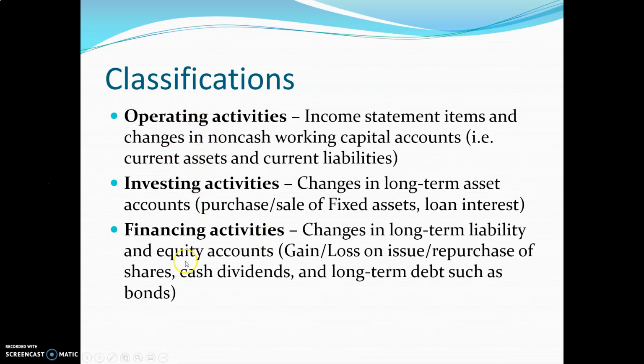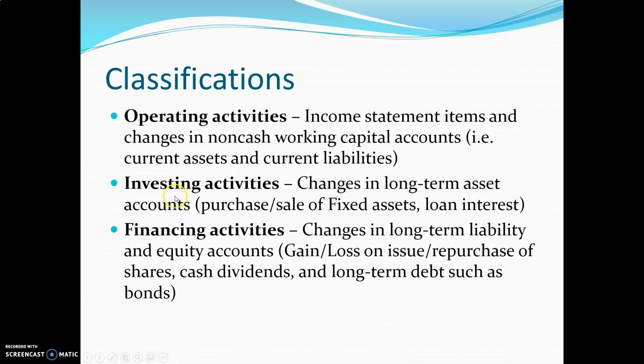So let's go back to the idea of the classifications. Here are the three classifications for the activities. Operating activities could be income statement items and changes in non-cash working capital accounts. By the way, on the next set of slides, you're going to have to categorize a set of transactions and identify whether or not the cash account goes up or down. And you're going to be classifying them by O, I, or F. So it's going to be important that you understand these three different activities.